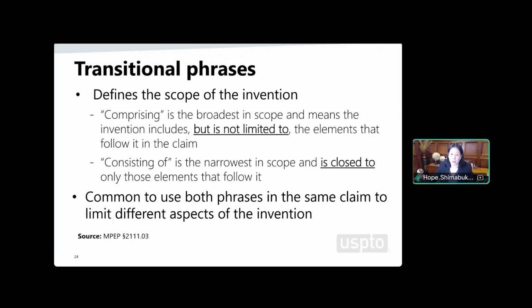Consisting of is considered to be a closed transitional phrase, and that means that the elements that are listed in the claim can only include those elements, nothing more, nothing less. The scope of the consisting of claim is pretty much the opposite of the comprising claim. A consisting of claim cannot include anything more. And this matters again in prosecution with the USPTO as well as post-allowance infringement issues.